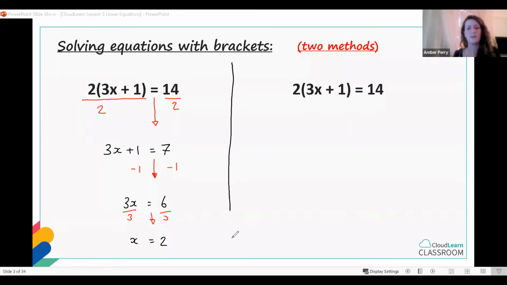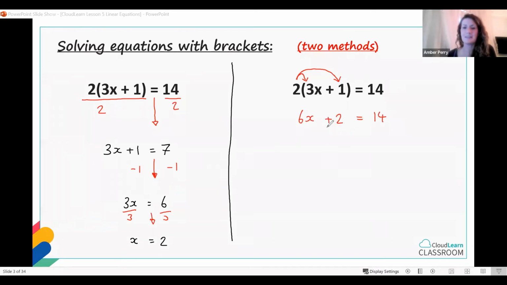So that was method 1. The other method which you might have seen is to start by expanding the brackets. We have done a bit of work in a previous lesson on expanding brackets. It's where we multiply both parts of the bracket by the number outside. So we've got 2 times 3x, which is 6x, and we've got 2 times 1, which is 2. And that's equal to 14.